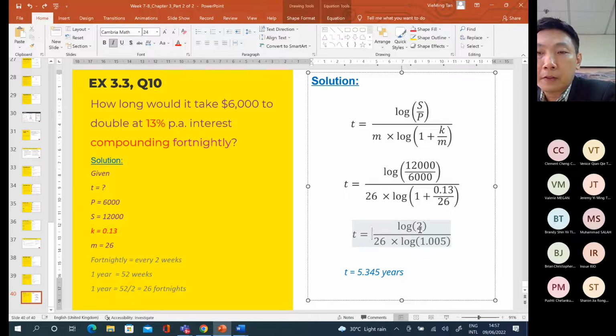Make sure that you know how to use the calculator for the log function. Very important. That's the reason I chose this question, because it involves log. If you simplify, your answer is about 5.335 years. If you leave the answer in 2 decimal places, it's 5.35 years.